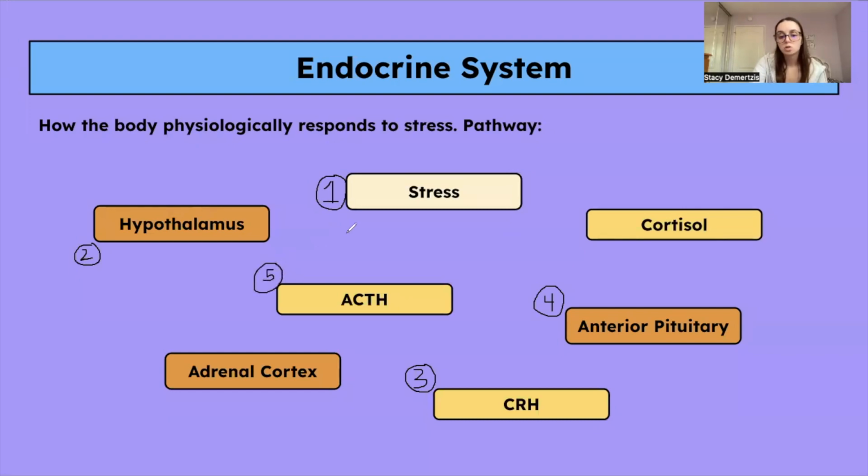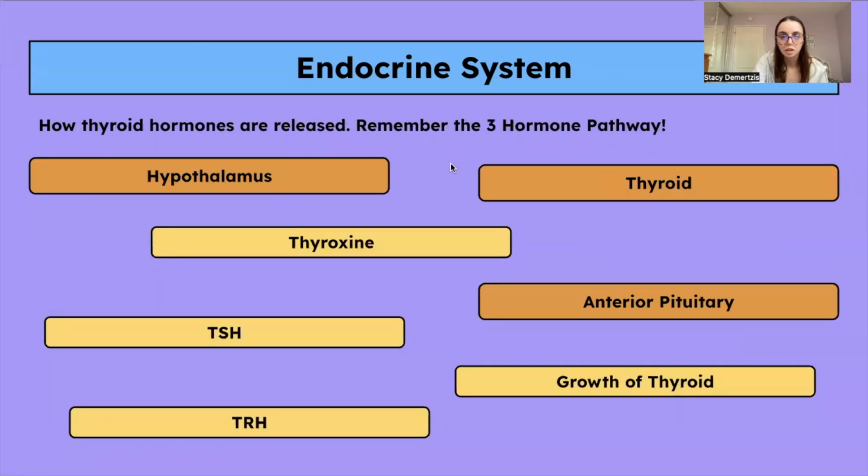And then that's going to trigger our last gland, which is the adrenal cortex. As we talked about in our first practice problem, the adrenal cortex secretes cortisol. That is the stress hormone. So that's an example of how the 3 hormone pathway works. Let me clear these annotations, and we can go on to the next example.